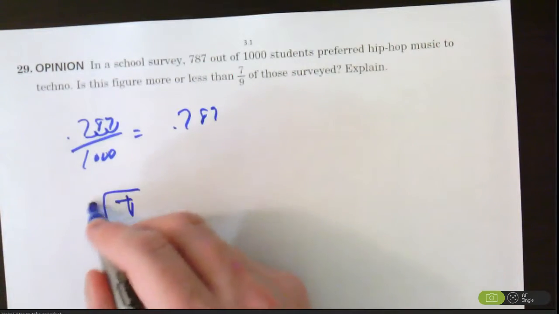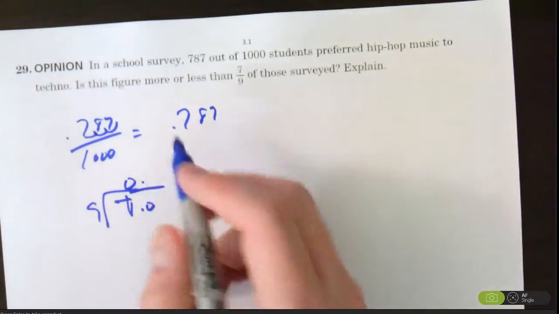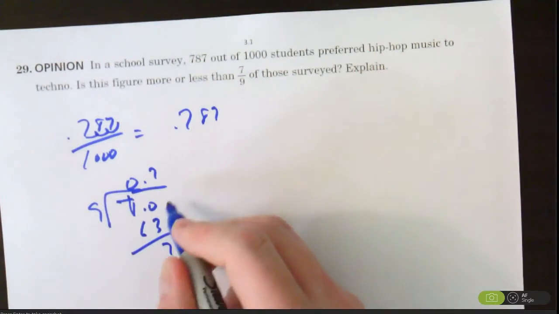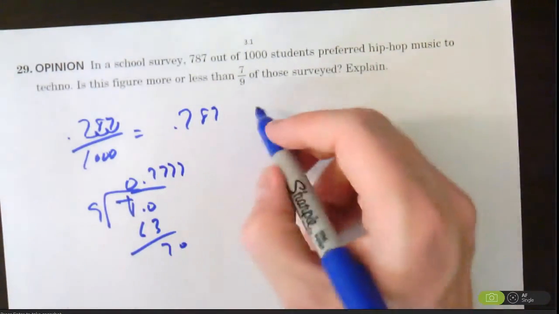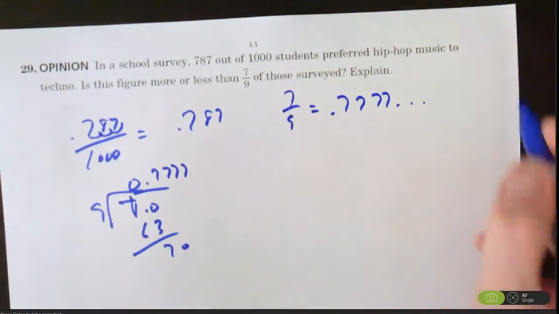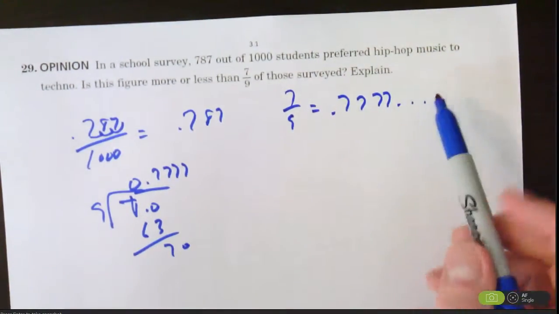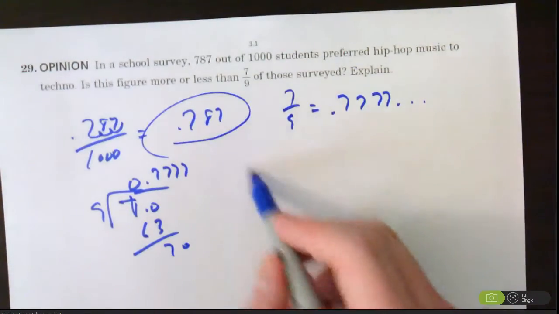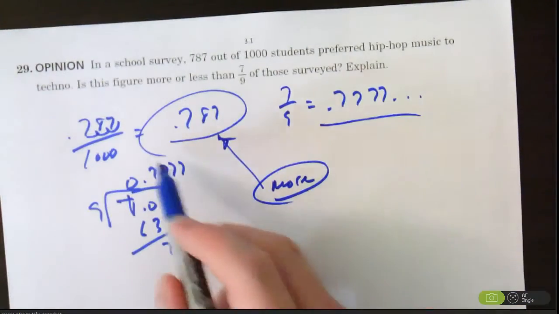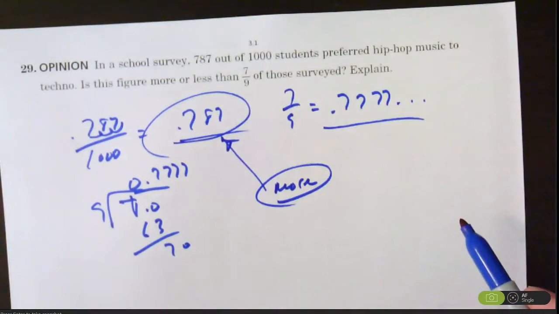7/9: divide 7 by 9. It goes into that 7 times for 63, and then it repeats again. So it's actually 0.7 repeating. So 7/9 is 0.7777. And the question, is it more or less than 7/9? Well, it's 0.787, so it is more. And our explanation would just be showing that we got those two fractions and decimals.